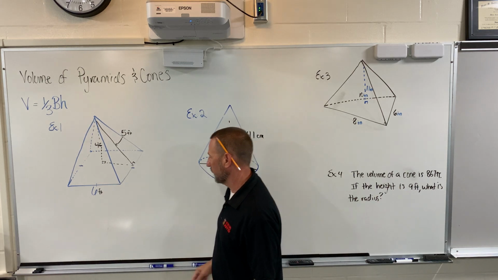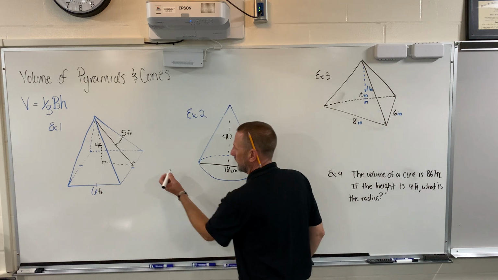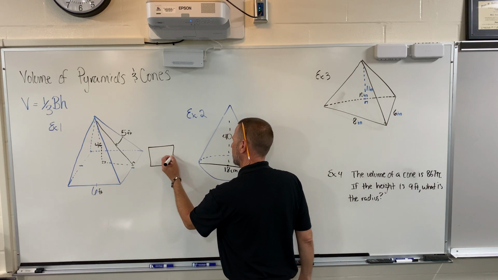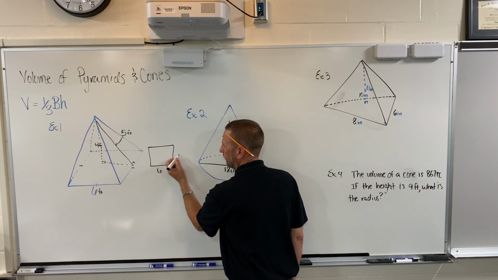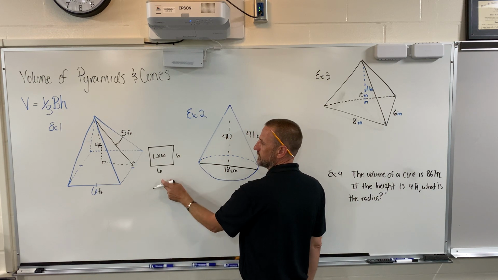On the first one, this is a pyramid that is sitting on a square. I like to draw the shape that it sits on, because that'll help me find the formula. This is sitting on the square, and to find the area of that square, I usually use length times width. In this case, 6 times 6.